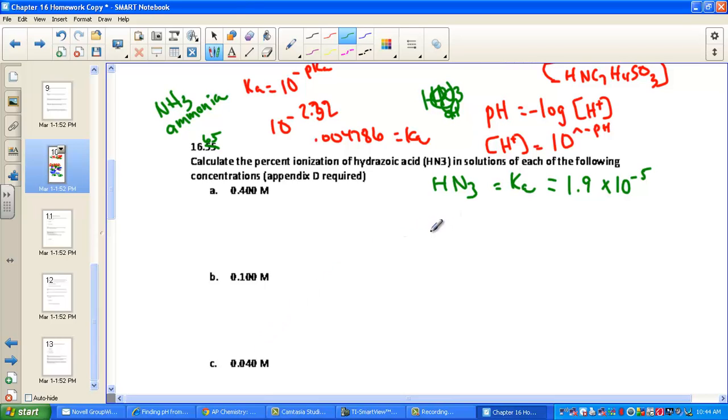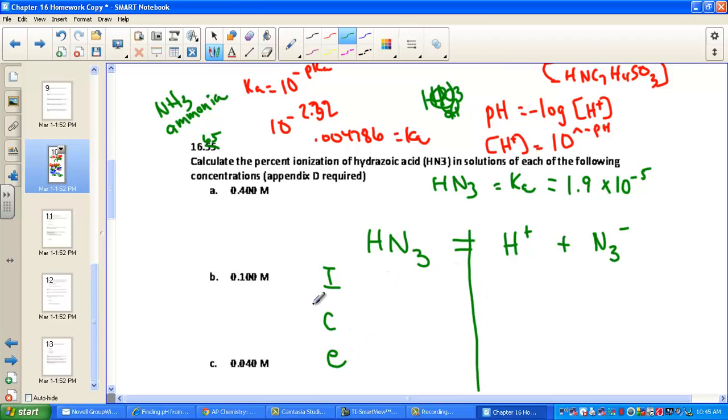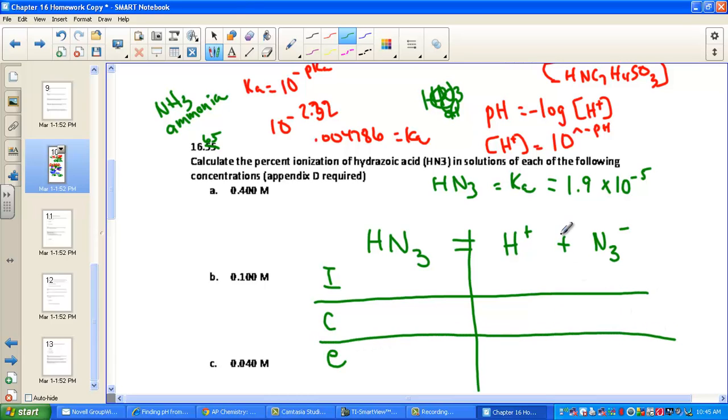Alrighty. So here we have our Ka constant. Let me just work the first one where you have 0.4. So I'm going to rewrite this equation just to show the conjugate pairing. I'll show that as an equilibrium where H positive and the conjugate base N3 negative. We'll set up an ICE chart where the initial concentration of the acid for part A is given to us as 0.4.